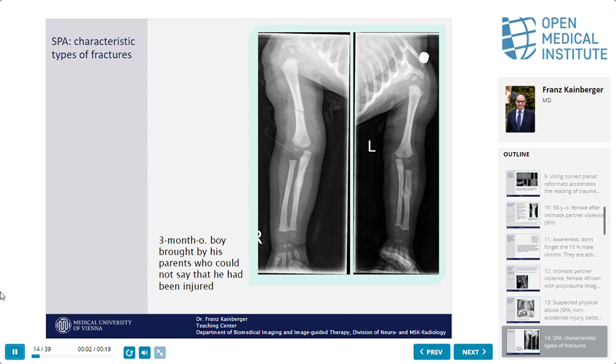This is another case of a 3-month-old boy brought in by his parents, who could not say that he had been injured. But what you see here is a fracture of the upper arm. Here you have callus, so different ages of the fractures. These are the typical findings that you see in such cases.